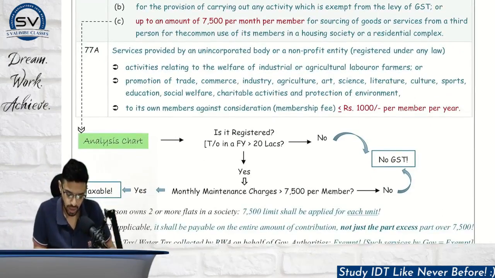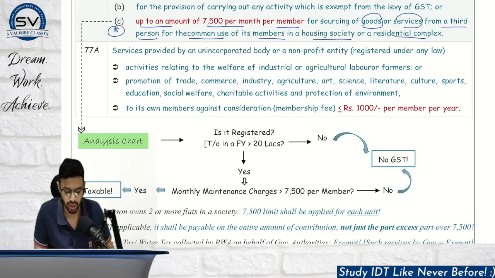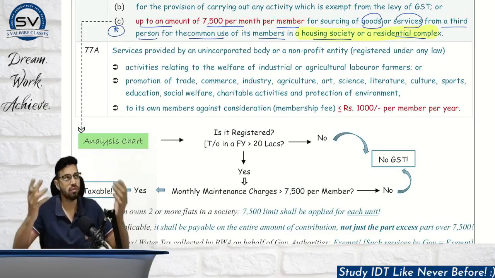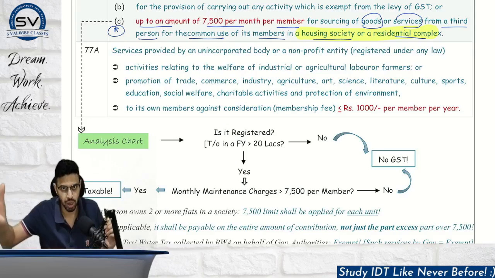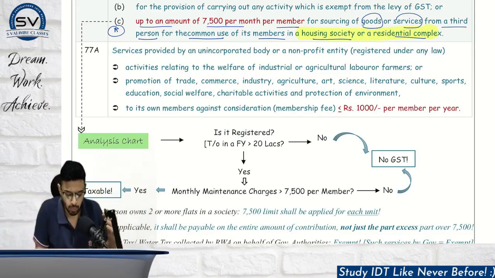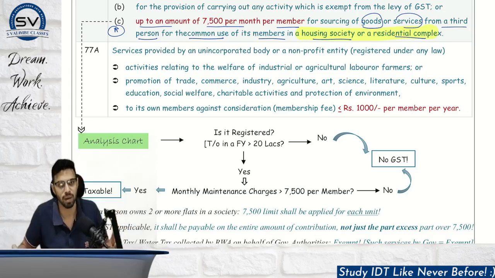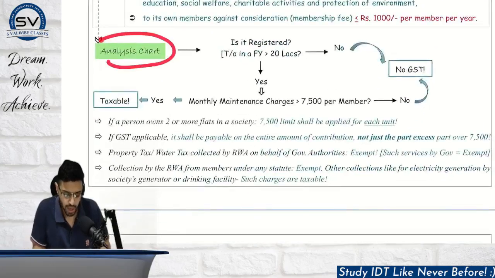Next, here you have to pay attention, it is testable. Up to an amount of 7,500 per month per member for sourcing of goods or services from a third person for common use of members in a housing society or a residential complex. So we live in a housing society, we pay monthly contribution, right? That is your maintenance. Why do we pay? For common goods and services that the society is taking for its members. It is exempt only up to rupees 7,500 per month per member, basically per flat, right? So I'm living in a flat, I'm paying up to 7,500 per month, exemption is given. If I pay 8,000, the entire amount will be taxable. Now, please understand the analysis chart, it is very, very important.